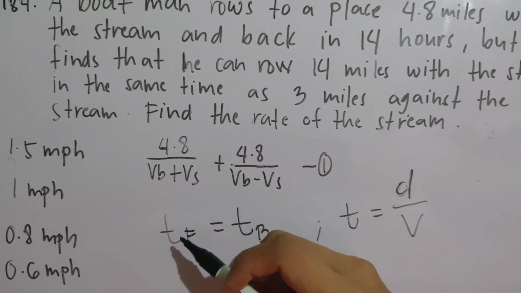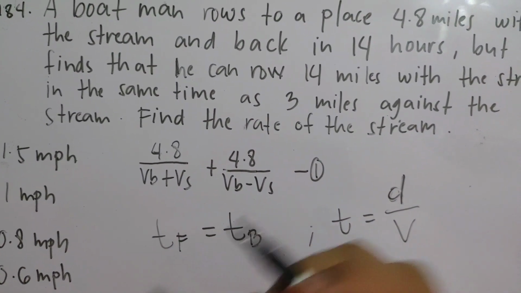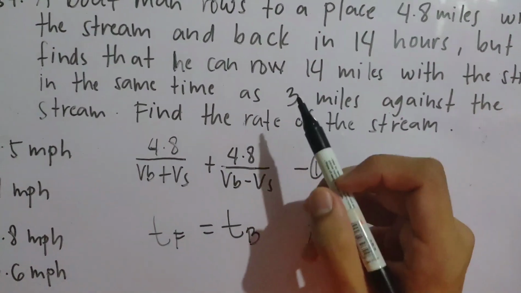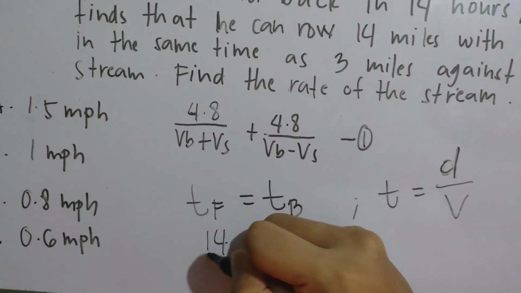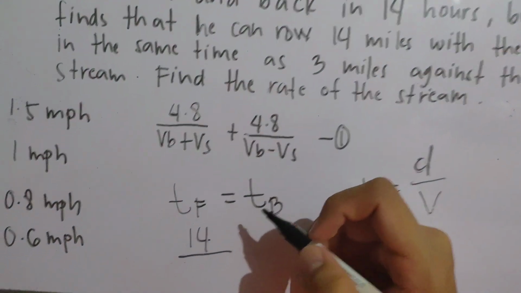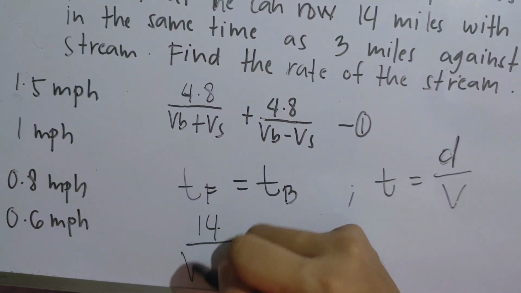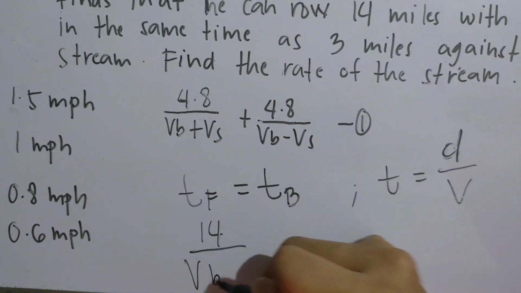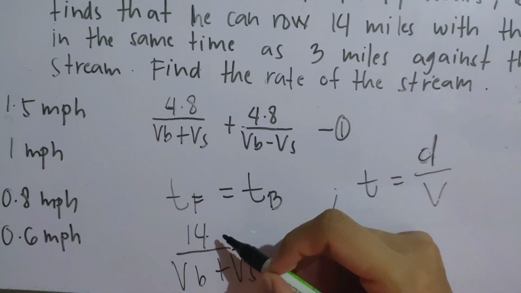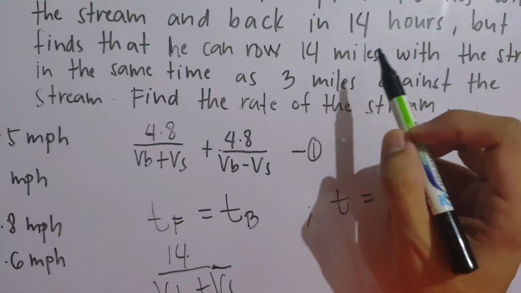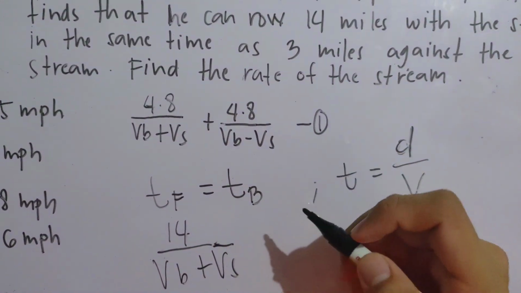So, yung time natin forward or yung time natin with the stream is equal to yung distance natin na 14 miles divided by yung velocity natin. So, yung velocity natin is yung velocity ng boat plus yung velocity ng stream. Kasi nga forward to, with the stream. Sabi niya, 14 miles with the stream.